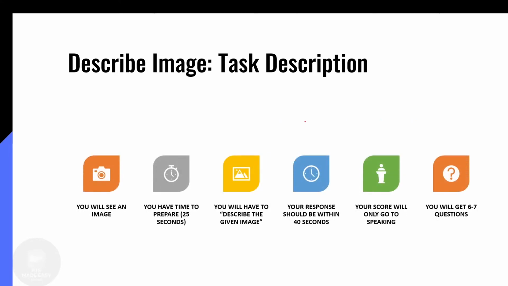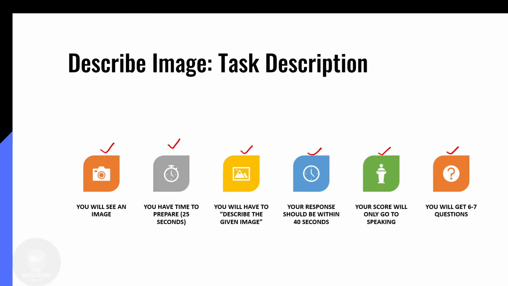Quite a few things in describe image. So very simply, you will see an image. You have 25 seconds to prepare. You have to describe the given image. Your response should be within 40 seconds. Your score will only go to speaking, and you'll get 6 to 7 questions in this way.